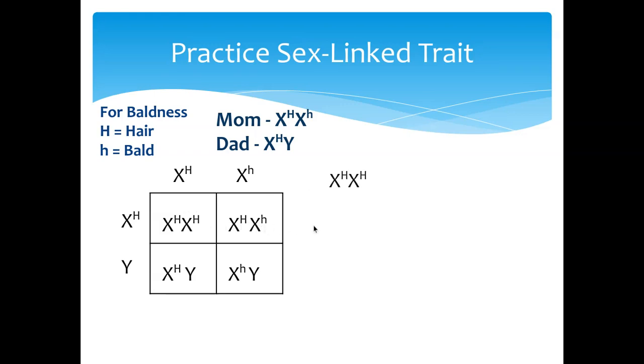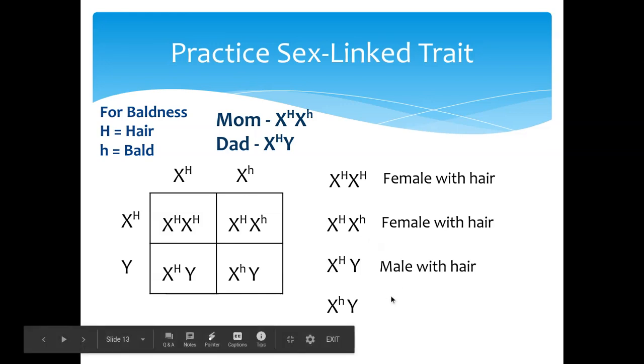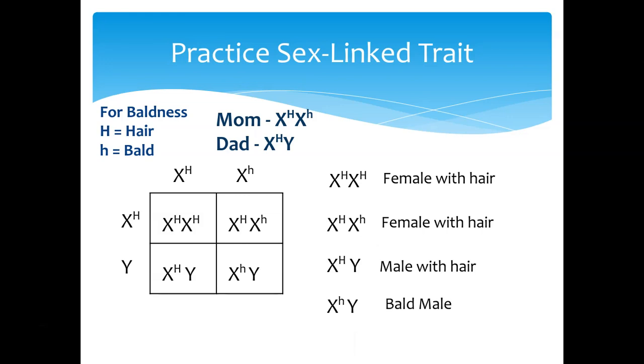In this case, you can see that we have one female that has 2 dominant alleles, and she has hair. The other female has a dominant and a recessive allele, and she also has hair. The first male has a dominant allele, so he'll get hair as well. The last male only has the recessive allele, which means he will be bald. So you got a 1 in 4 chance that your offspring are bald, or a 1 in 2 chance that your son will be bald.